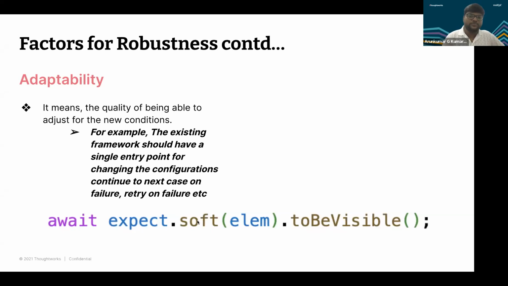So you can use soft assertions. If you use the soft command, whenever it finds that an assertion is failing, it will fail that test case and move on to the next test case. So these are the things I will consider for the adaptability part.